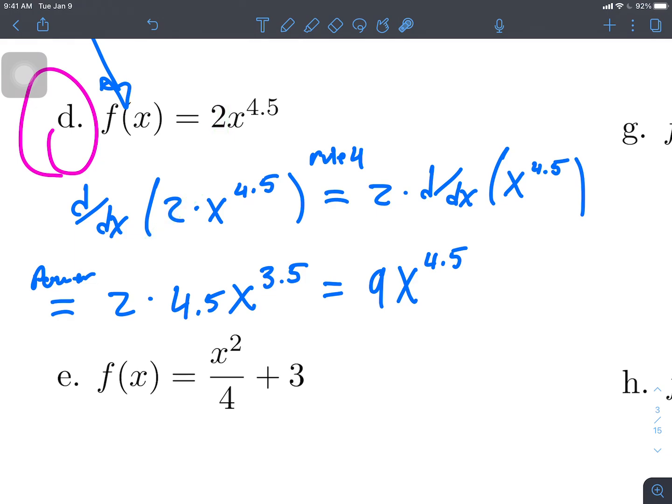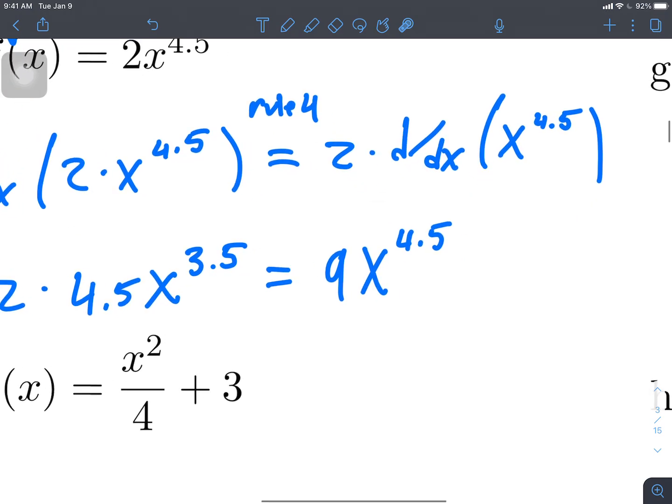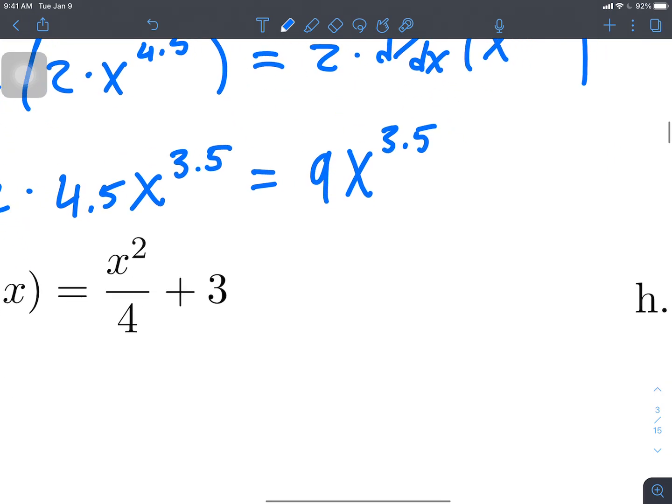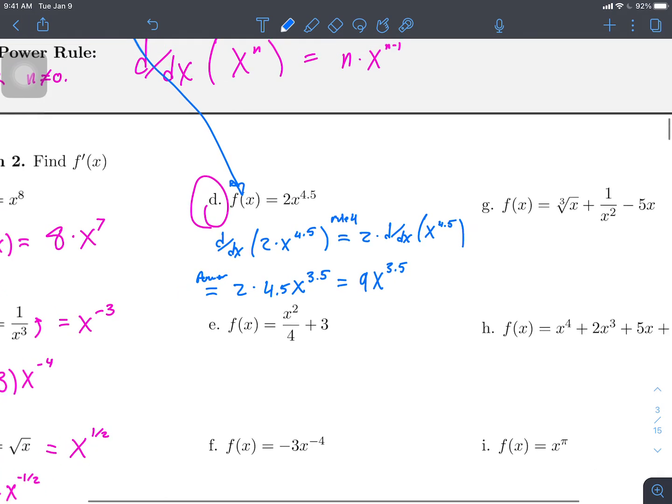Yeah, Seth? Is it 4.5 or like 9x? Oh, sorry, thanks. Yeah, I just rewrote it incorrectly. It should be 3.5. Thanks for catching that. All right. Any questions on that one? Okay, cool. So we'll do one more example and then a little group work.